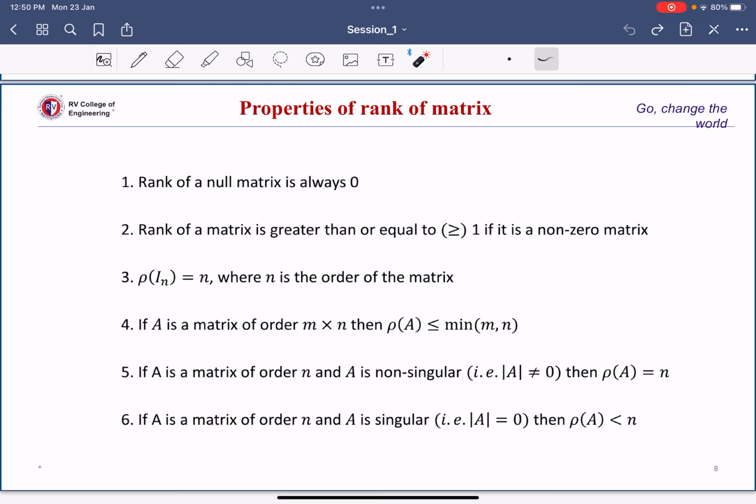So these are the properties of the rank of a matrix. We shall discuss obtaining the rank of the matrix using the echelon form in the next session.